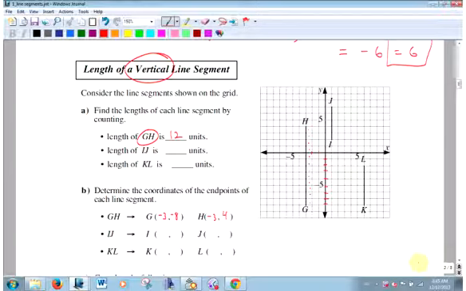What do we notice about a vertical line? We have the same x coordinate. If it doesn't have the same x coordinate, if they're different, well then it's not vertical. Okay? Does that make sense? Great. If not, stick it in your noodle.